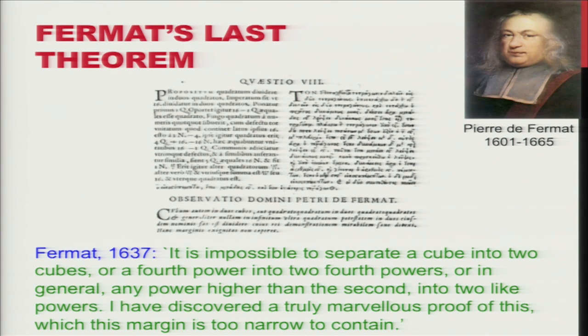As probably most of you know, in the middle of the 17th century, Fermat wrote in the margin of his copy of Diophantus, his book on Diophantine equations, that no cube could be written as the sum of two cubes, no fourth power the sum of two fourth powers, and so on, for any power greater than 2. He claimed to have a proof that he couldn't fit in the margin, and nobody could find a proof until Andrew Wiles at the end of the 20th century.